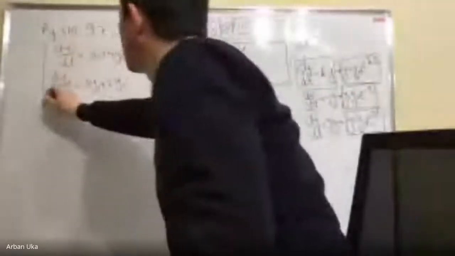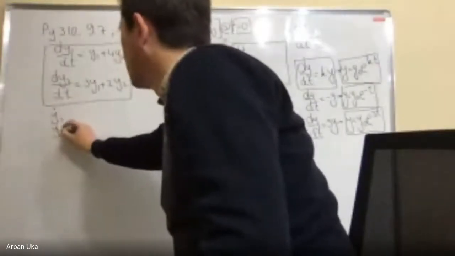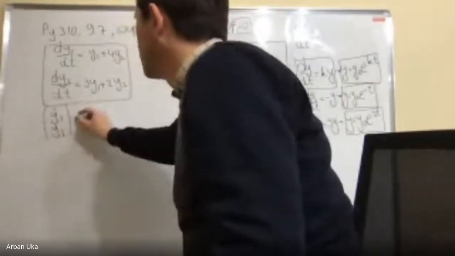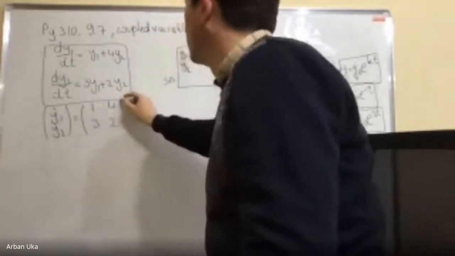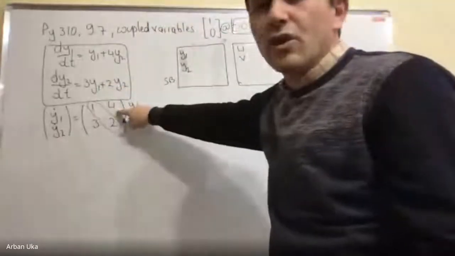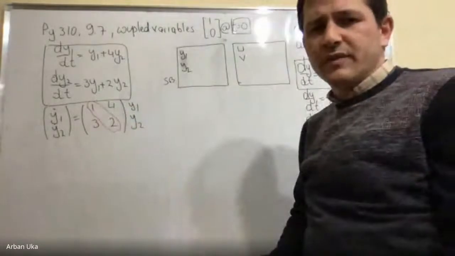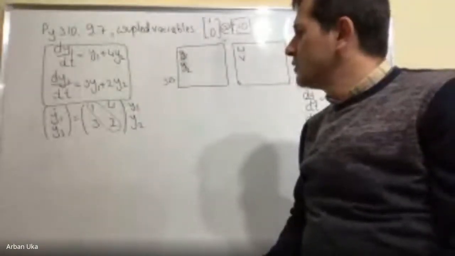The coefficient matrix, so this whole system, let's look at the equation as a whole. This can be written as y1 dot, y2 dot, equal to 1, 4, 3, 2, times y1, y2. This system is coupled. And the bad thing about this system is that the off-diagonal terms are non-zero. We don't like this. We like the off-diagonal terms to be 0.